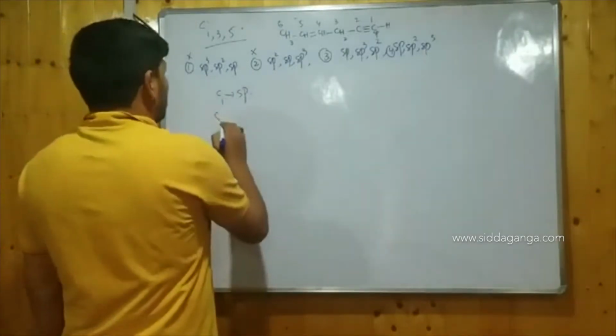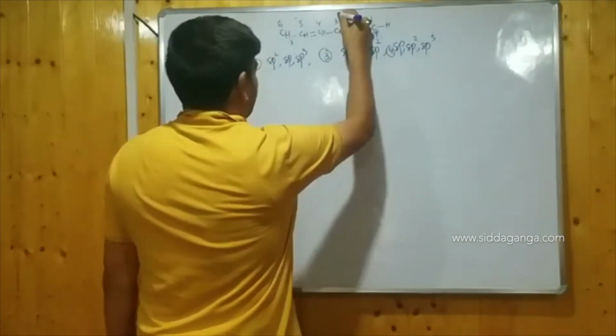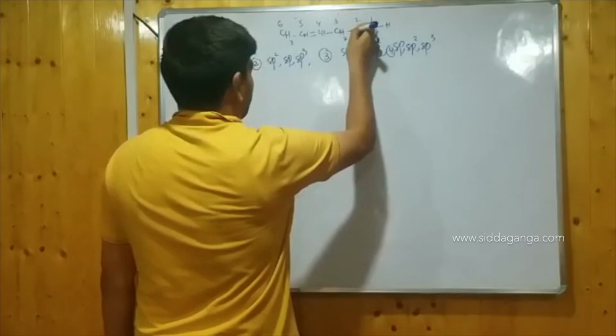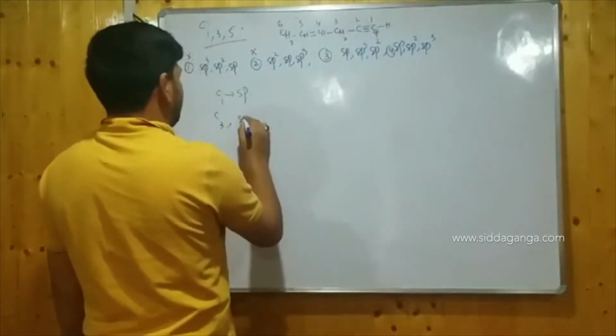Now, what about carbon number 3? So this is carbon 2, this is our carbon number 3. 1 bond with hydrogen, 1 bond with hydrogen, and 2 with carbons. Correct? Total how many sigma bonds? 4.